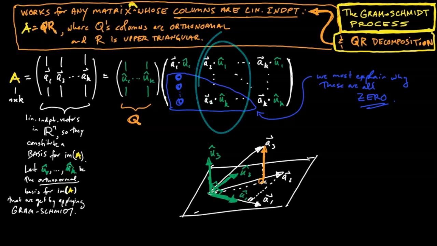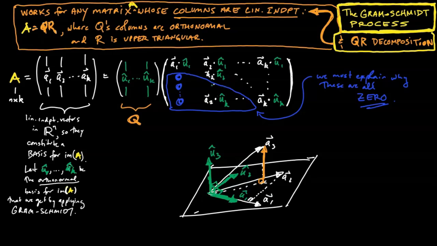Because if we look at the second column, for instance, this is going to be A2 in each entry dotted with all the various U vectors. Well, A2 dotted with U1, that's just going to be some number. There's nothing really we can say about it. And in fact, A2 dotted with U2, again, that's just going to be some number, the product of the scalar projections of those two vectors onto U2. We don't care what that number is.